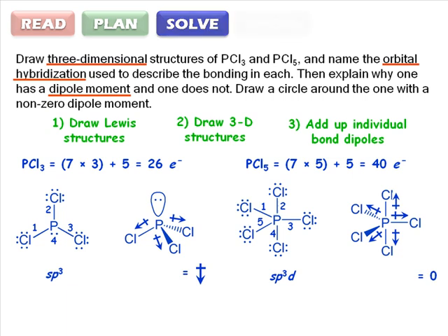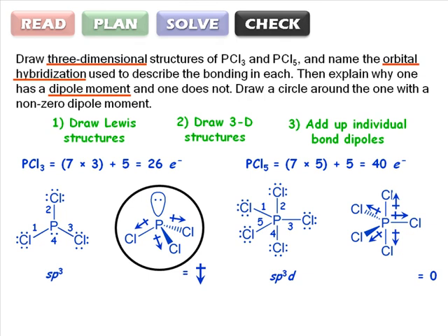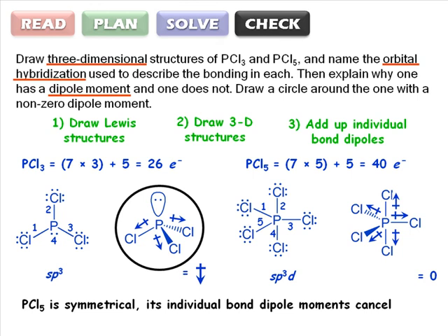Now check your work. We've drawn a 3D structure for both molecules and named the orbital hybridization of the phosphorus atom in each case, and we've determined that PCl3 is the molecule with the non-zero dipole moment. All that's left to do is circle it and write a short explanation. PCl5 is symmetrical, so its individual bond dipole moments cancel out. This is not true of PCl3.